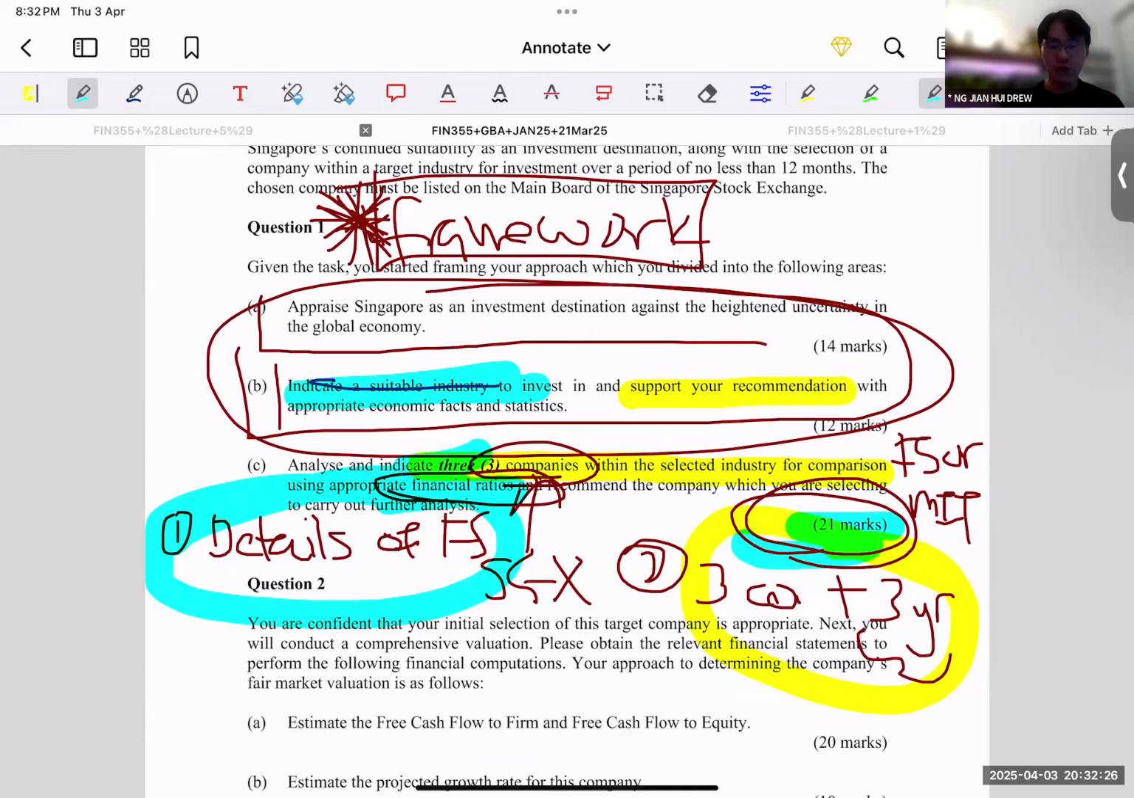Okay, going back to choosing a company, please choose the right company. In an unfortunate situation where you chose the wrong companies, unfortunately you will not be able to get the marks.